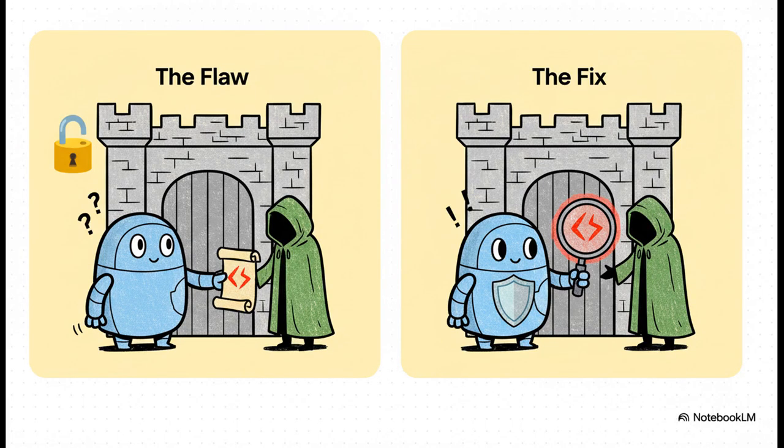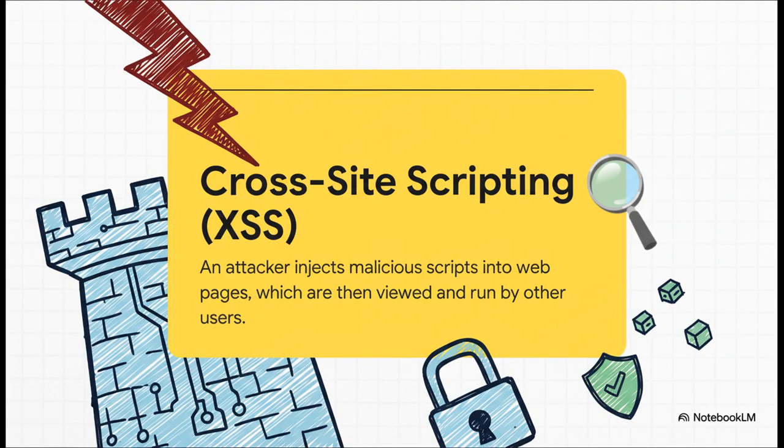So what's the real problem here? Well, it's blind trust. The fortress guards just believe anything they're told. The fix? You have to teach those guards to be skeptical. You have to validate and inspect every single piece of information coming from the outside world before you act on it. Okay, the next trick is called cross-site scripting, or XSS.